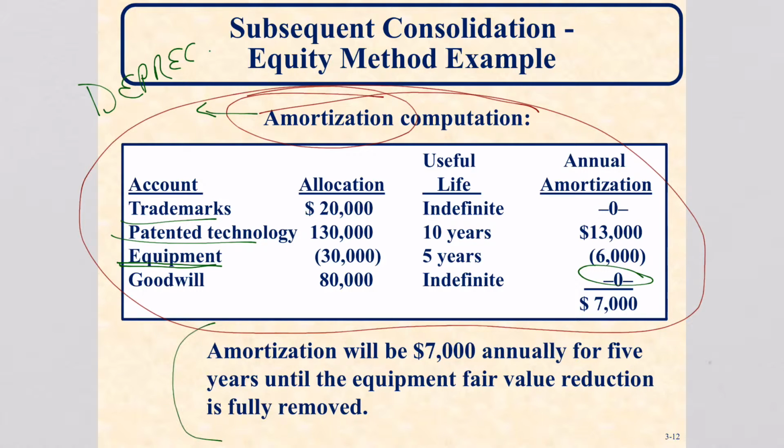Notice what they do here. This is really cool. They note that the net of these two is $7,000. Well, and that'll be for 5 years until the equipment is done, because that's the shorter of the two that are being amortized, quote, depreciated, unquote.